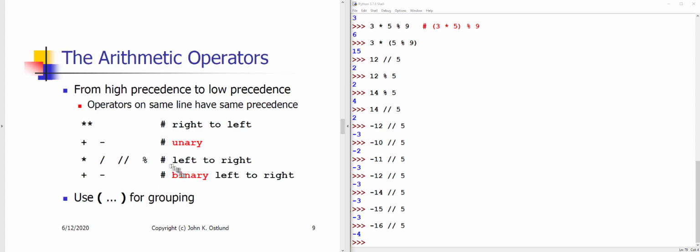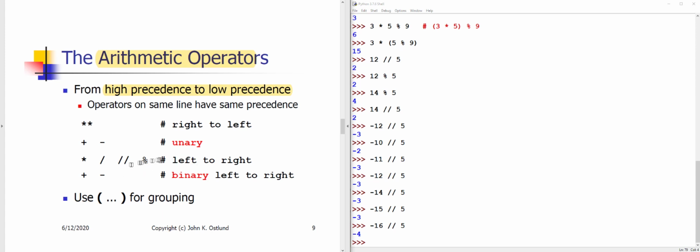So here now is the complete collection of arithmetic operators. These are shown in order on a line-by-line basis from high precedence to low precedence. That is, exponentiation has the very highest precedence. Unary plus and minus have the next highest precedence. Multiplication, division, floor division, and modulus are the next precedence level. And then finally, the binary addition and subtraction, binary plus and minus, are the bottom level of precedence.